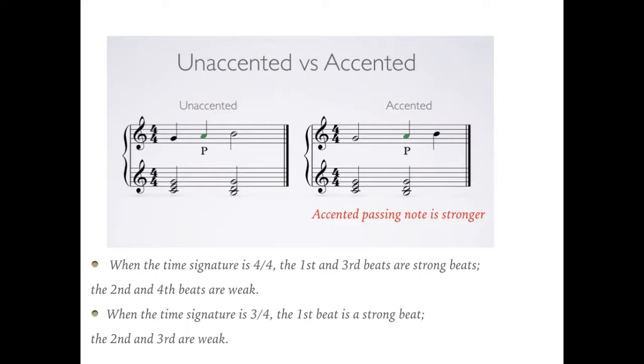If you count 1, 2, 3, 4, the passing note comes in the beats in between, right? And also when the time signature is 4/4, your first beat and the third beat are strong ones, like 1, 2, 3, 4. But 2 and 4 are considered weak beats. So when your passing note comes on 2 or 4, it's called unaccented. But if it comes on 1 and 3, it's called accented. Listen. See this accent? An accented note is usually stronger than an unaccented note.